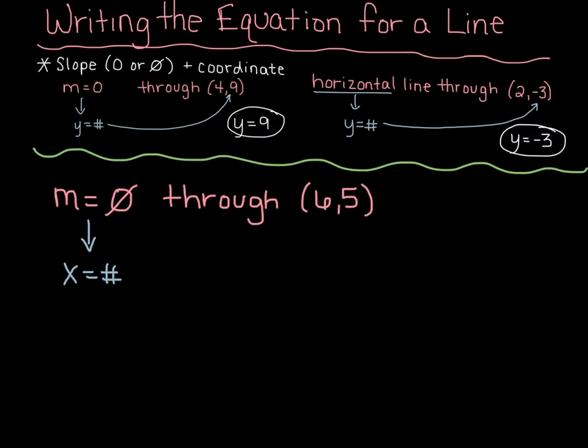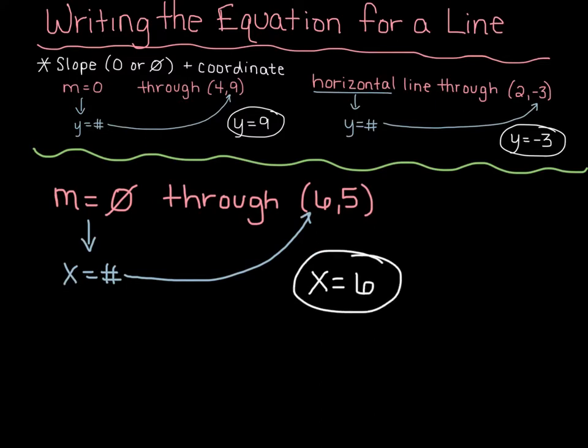And so again, I'm just going to say if x has to equal a number, what should x equal? It has to equal 6. So my final equation would just be x is equal to 6. Okay. Similarly, I'm not going to do this as an example, but I could also ask you the question, I want a vertical line through a coordinate, and then it would still just be x equals that number.